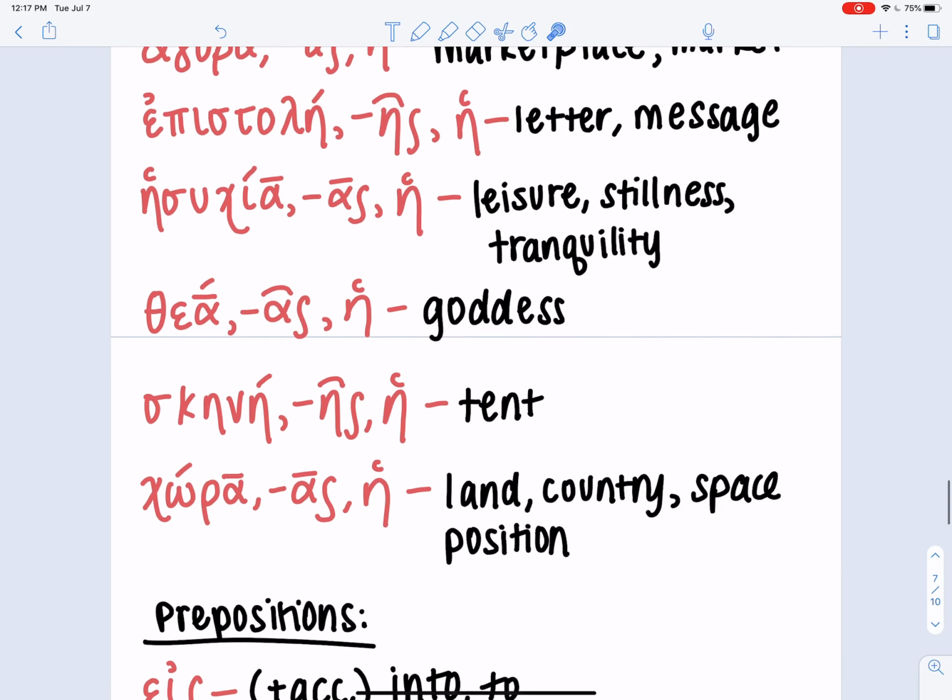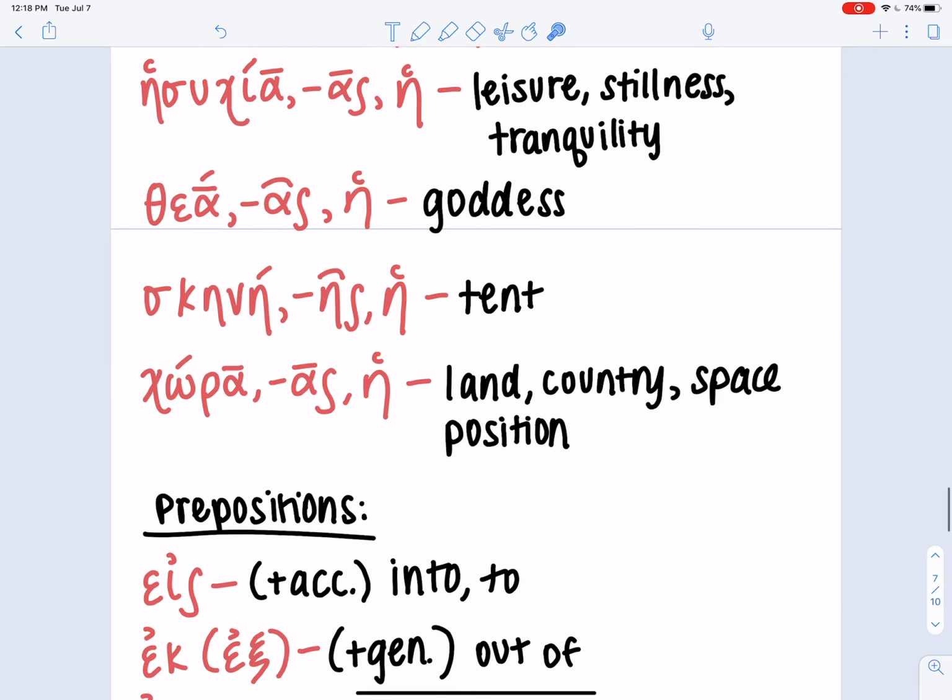I just think that's really cool to see what we're talking about be directly applied. So the next noun is skene, which means tent, and we use that in our practice. And the last one we also used hora, which is land, country, space, or position.